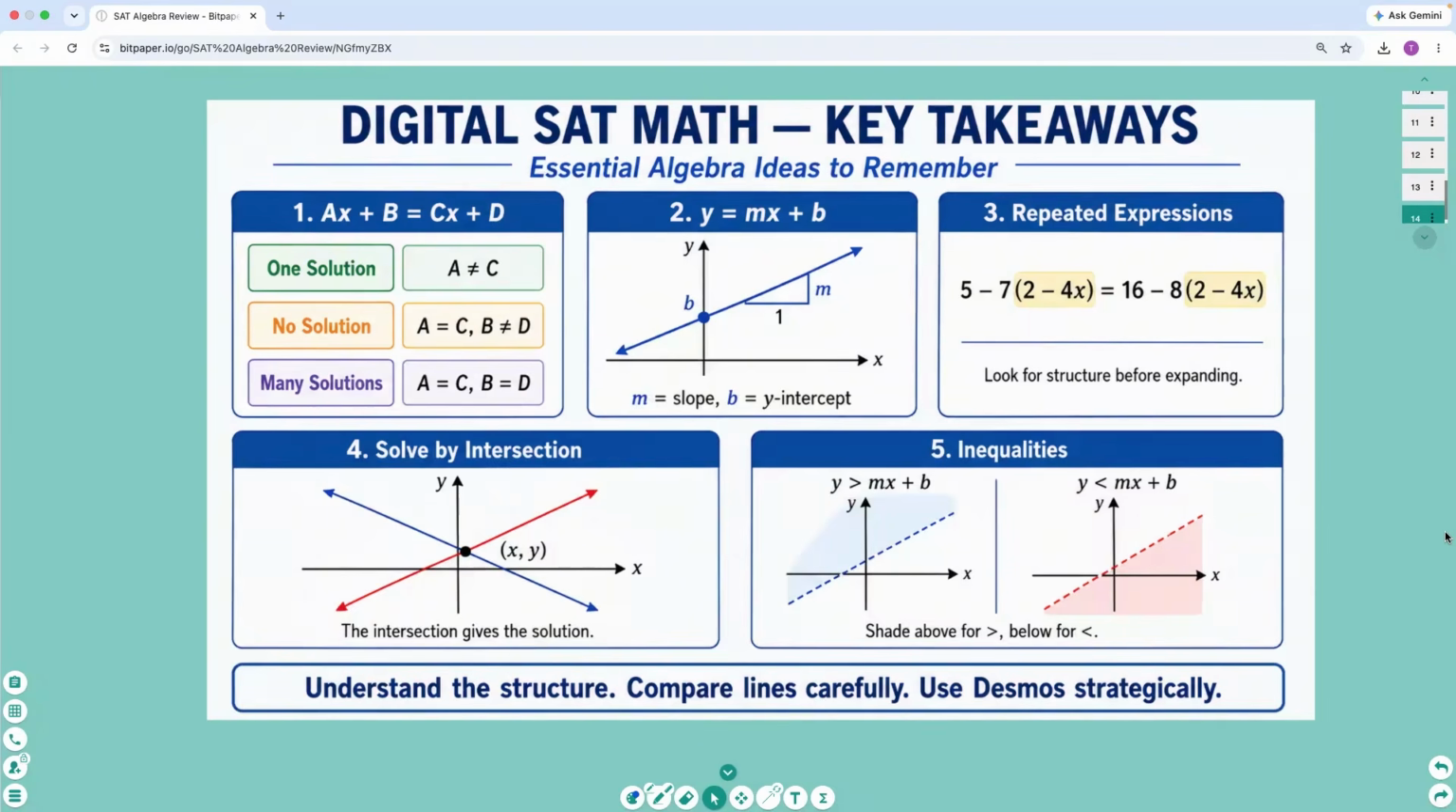These are the key ideas from today's 10 essential algebra questions. Master the concept, watch the structure, and use Desmos when it saves time.